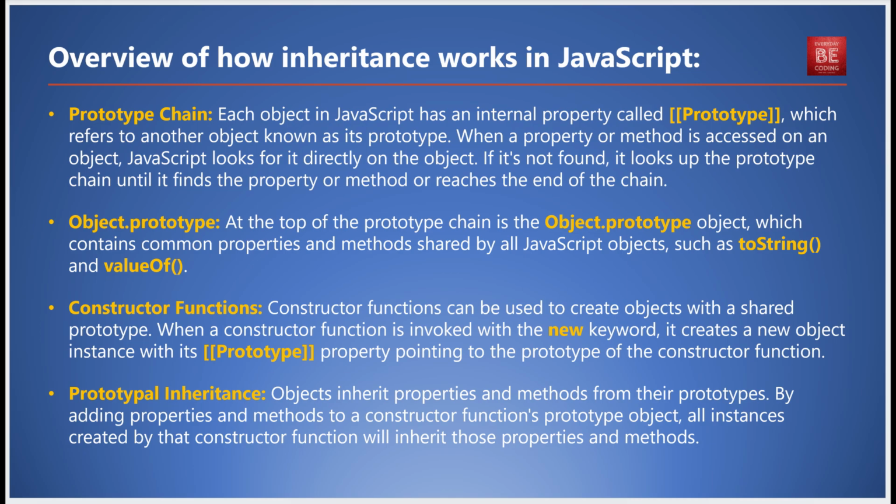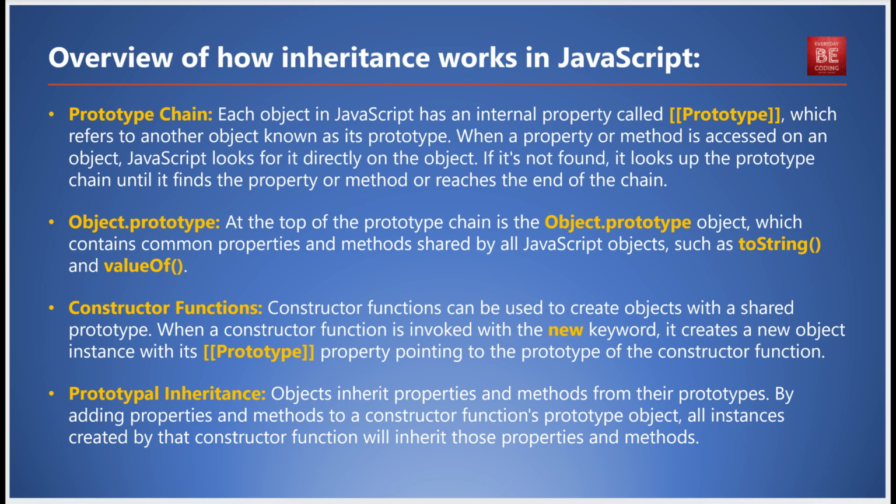At the pinnacle of this prototype chain is the object prototype object. This object is like the common ancestor in our family lineage analogy. It contains properties and methods that are shared by all JavaScript objects. Functions like toString and valueOf that you might have used before are all part of this object prototype.